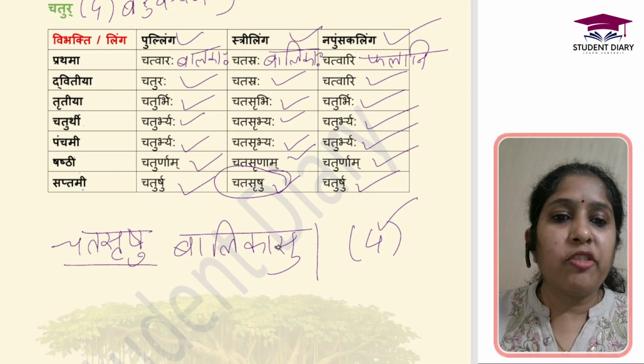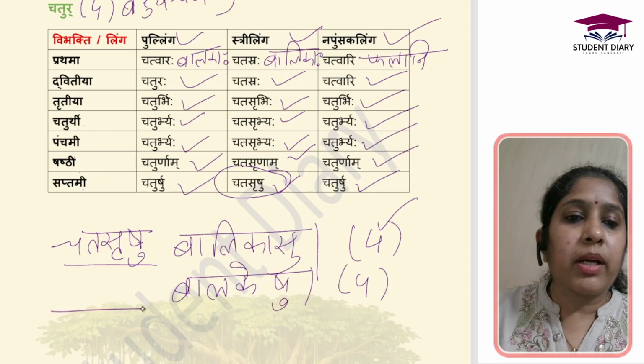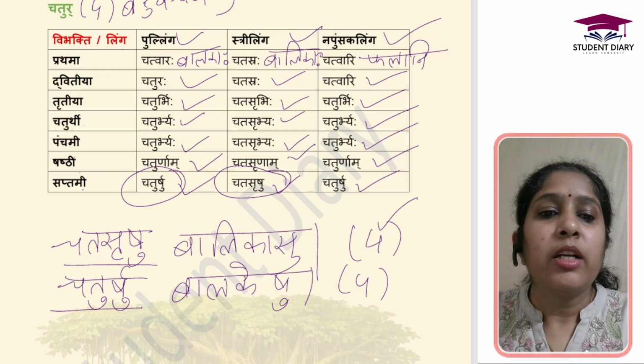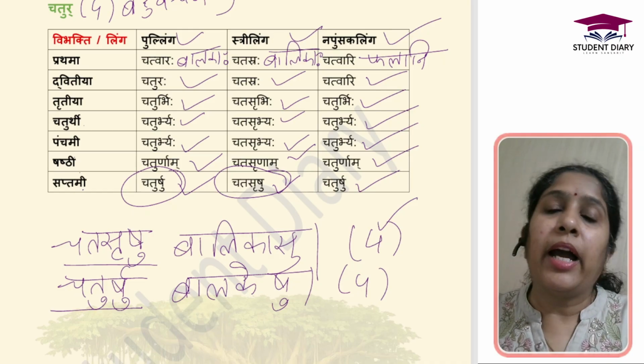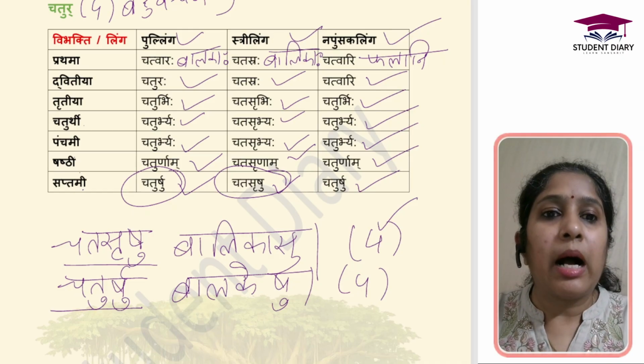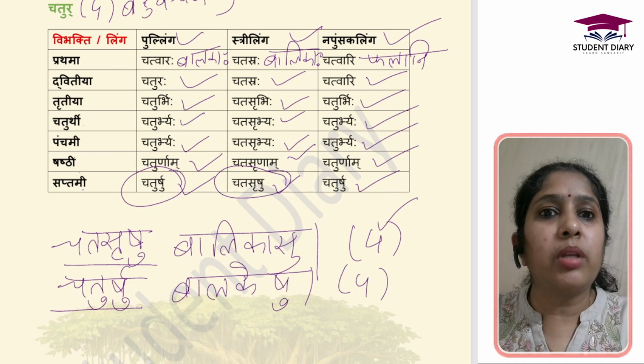Fine. If in the place of Balikasu, it was Balakeshu, then what will it become? Then it will become Chaturshu. Okay. Right? Chaturshu, Balakeshu, and Chatasrishu, Balikasu. I hope everyone has understood how we are going to frame the number ka Shabdroop 1, 2, 3, 4.